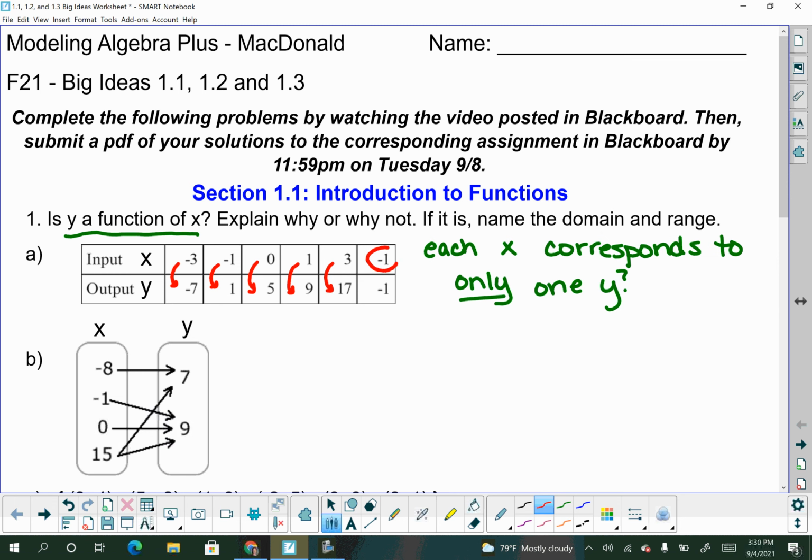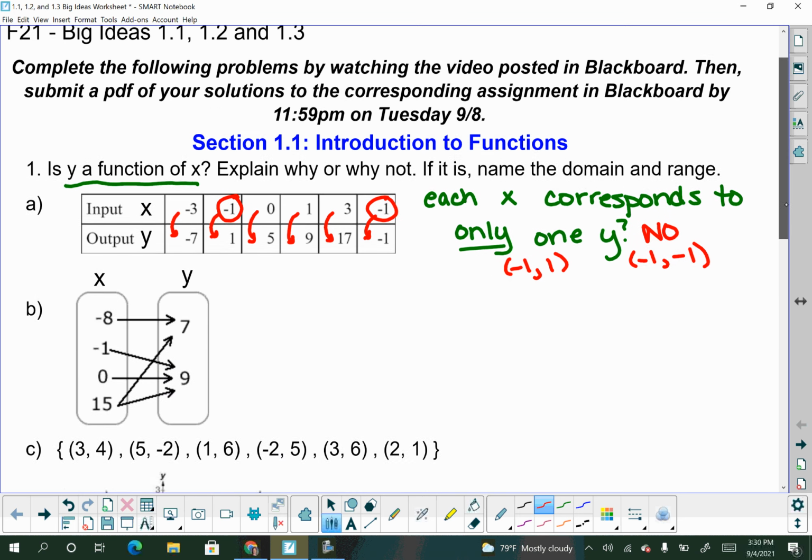But when I get to -1, I have a bit of an issue because we already saw a -1 earlier in our table of values. In the first example or point, we had -1 going to the y value of 1. And in the second point, we have -1 going to a y value of -1. So we have one x value, -1, going to two different values of y. So our answer is no. This is not a function, and your counterexample here could be -1 goes to 1, and also -1 goes to -1.